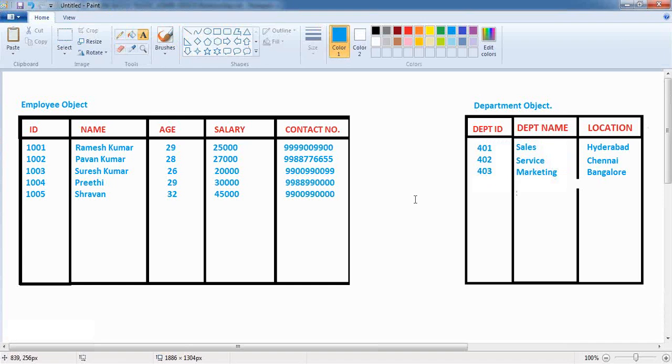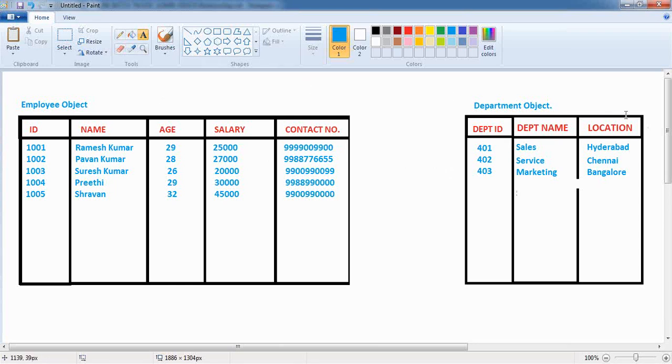Now, what happened? My employee details are split into multiple tables. The general details are available inside the employee table, and the department related information is inside my department object. That means my employee data has been split to multiple tables. Then how can we relate them here? Whenever I'm generating a report, in that report I want to show the employee's personal details, contact details, and department details, everything inside a single report itself. Then how can we relate these two?